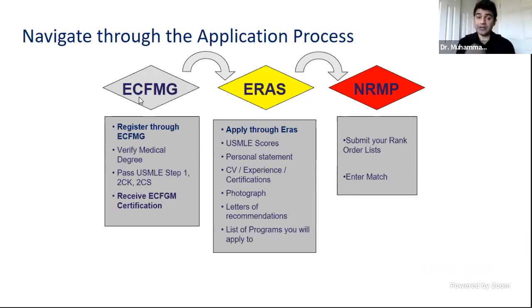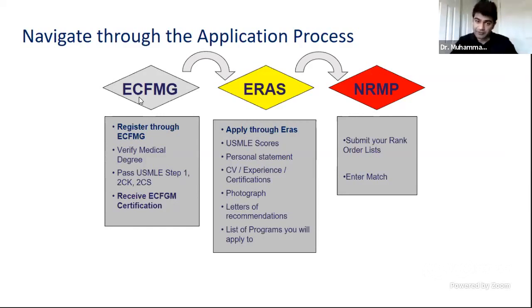Now what? Back in the days, a long time ago, people used to fill out applications and send them out to the programs. People used to fill out like 50, 60 paper applications. Now the process is much faster, more efficient and simple. It's called the electronic application system, ERAS, Electronic Residency Application Service. You fill out one application and that goes to the programs.